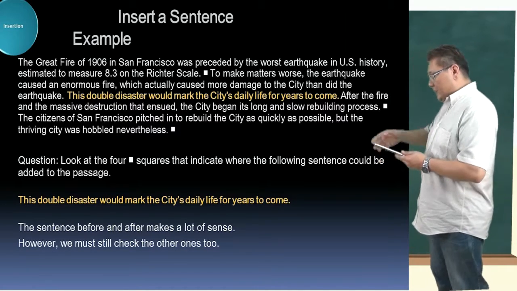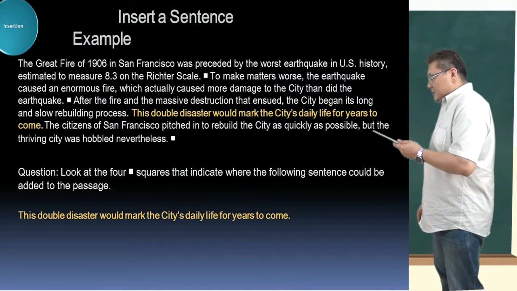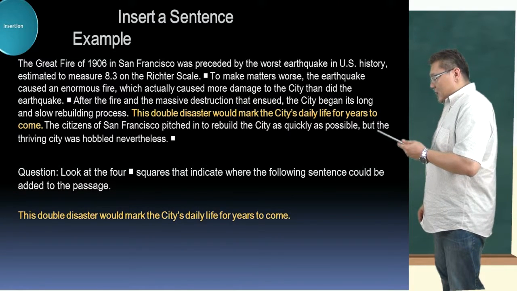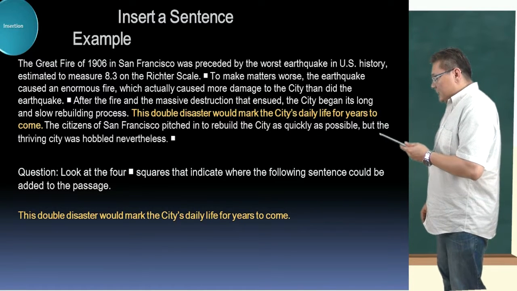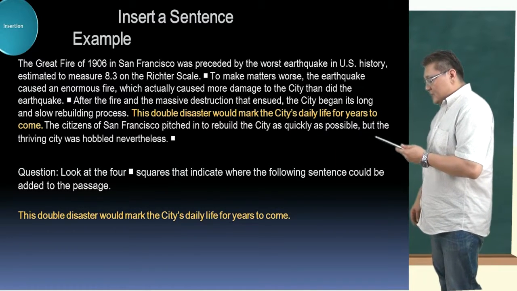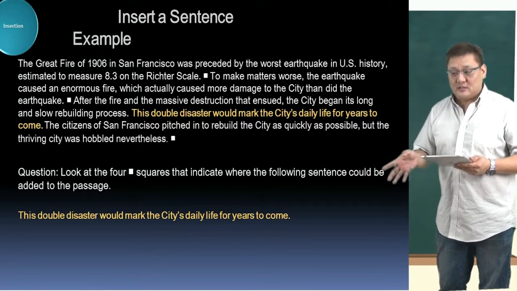Okay? So how do we check it? For the next one. Ready? Here we go. Boom. After the fire and the massive destruction that ensued, the city began its long and slow rebuilding process. The double disaster marked the city's daily life for years to come. The citizens of San Francisco pitched in. Teacher, this seems to make sense too.